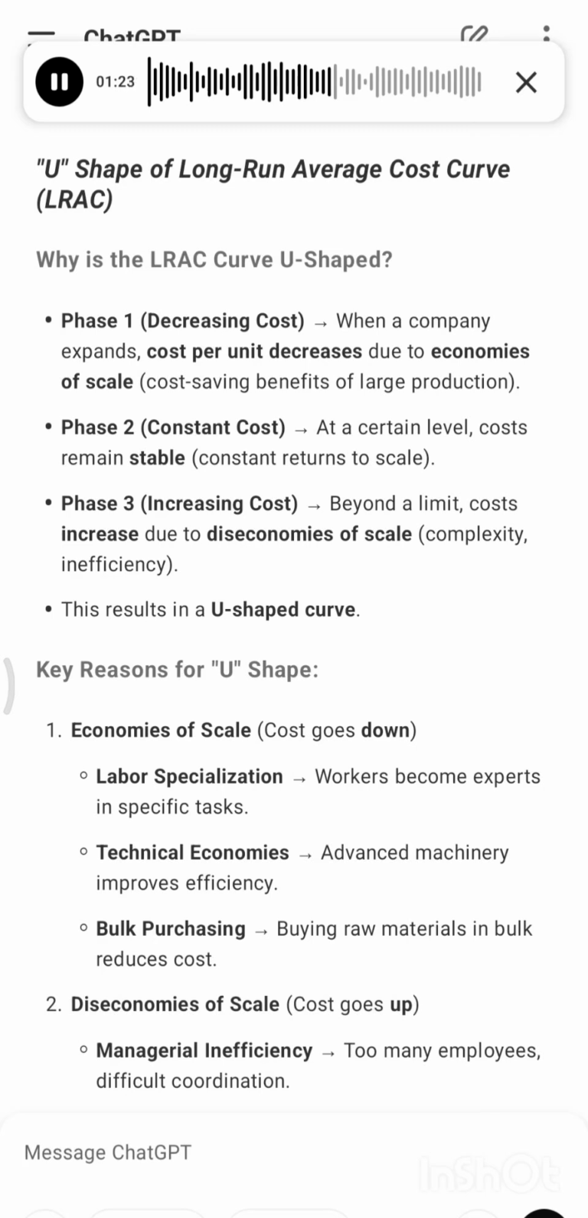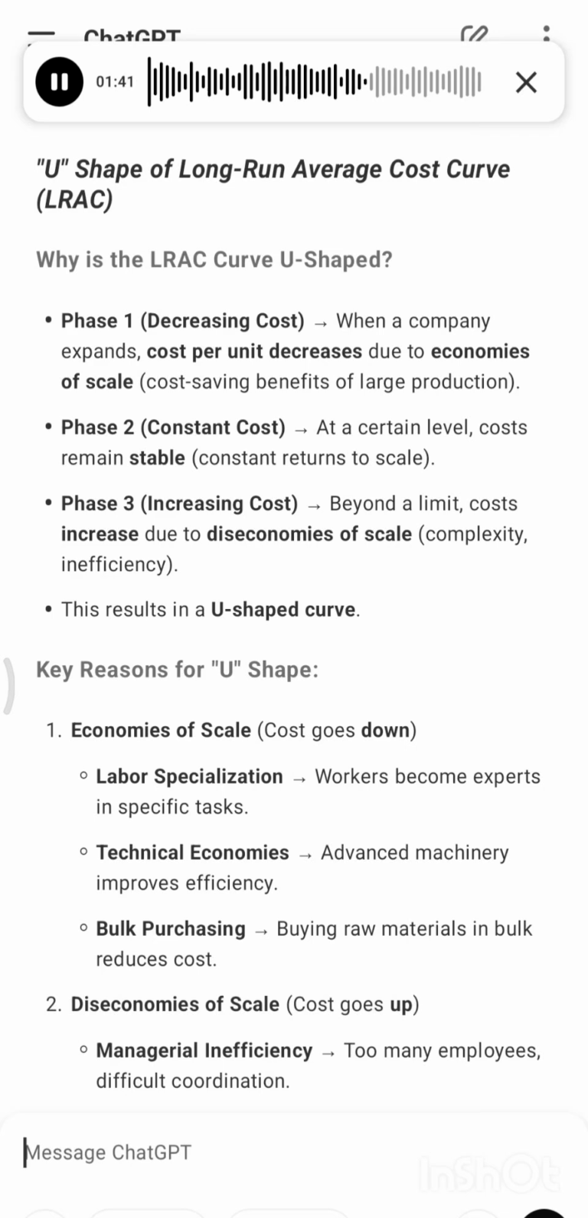Phase 2, constant cost. At a certain level, costs remain stable, constant returns to scale. Phase 3, increasing cost. Beyond a limit, costs increase due to diseconomies of scale, complexity, inefficiency. This results in a U-shaped curve.